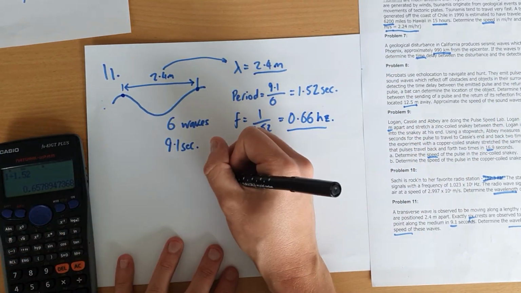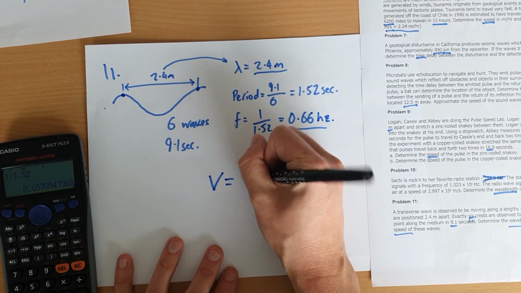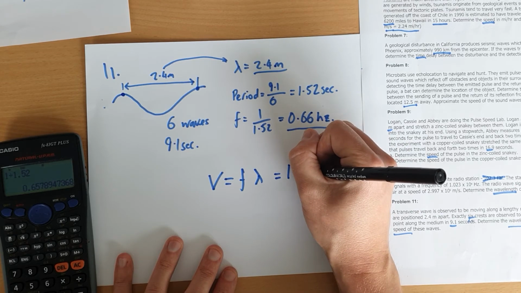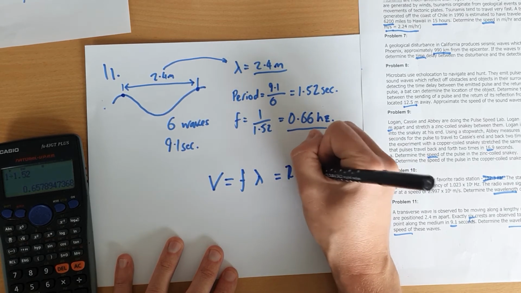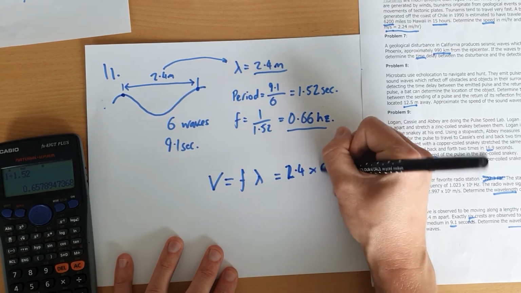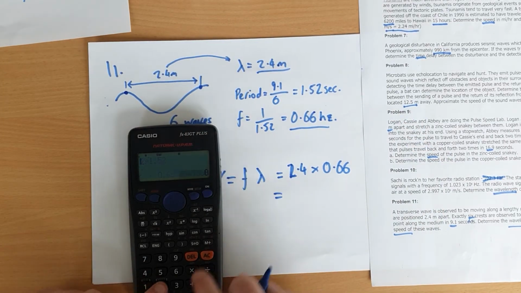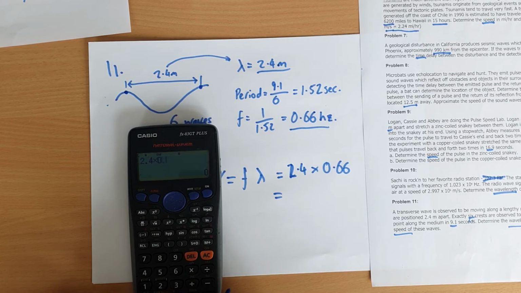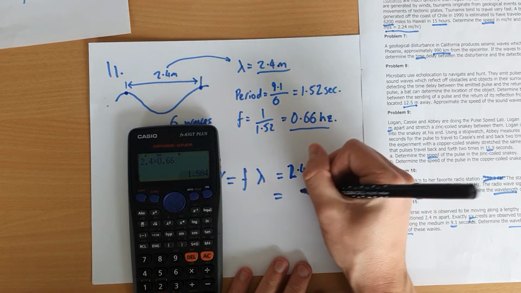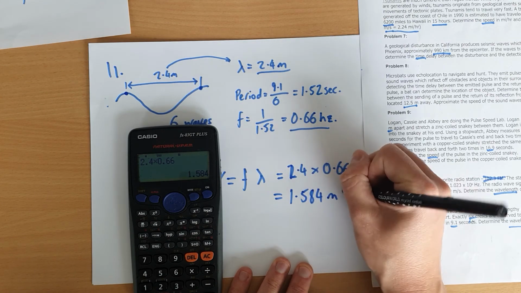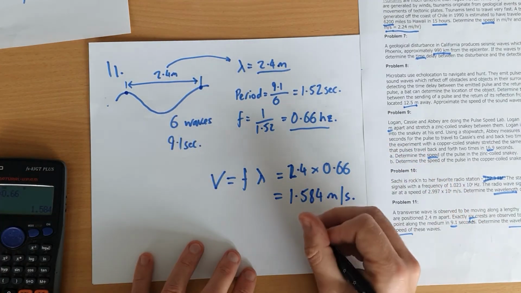Now we have a frequency and a wavelength. So it's as simple now as going V equals F lambda. So that is 2.4 times 0.66, which is 1.584 meters per second. And there's your answer.